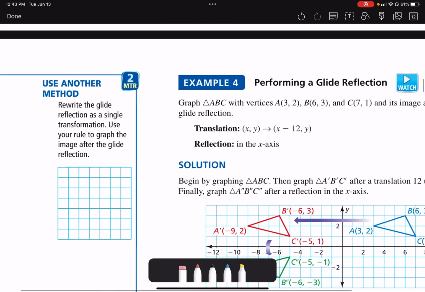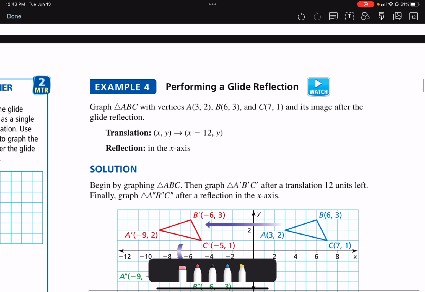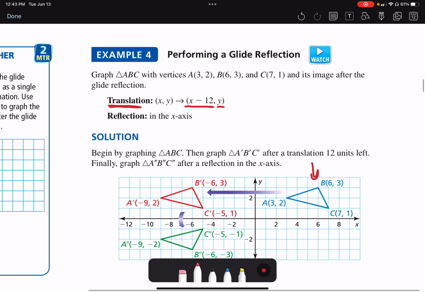So let's look at these examples. Example 4, performing a glide reflection. Graph triangle ABC with the vertices. So that's what they did right here. They graphed our triangle with our vertices and its image after a glide reflection. So first we had our translation, x minus 12 and y. So we have to go back 12 for each of these coordinates, but nothing changes with the y. So that's what happened first. We went back 12, y stayed the same, back 12, y stayed the same, back 12, y stayed the same. That was the translation, right?